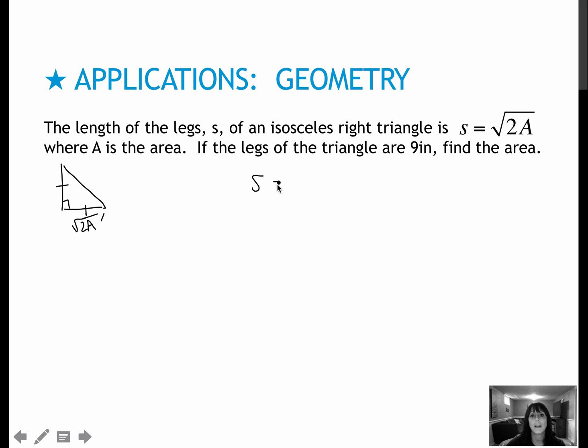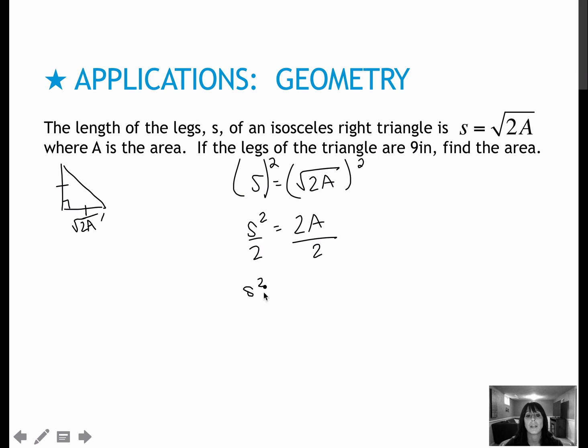So it might be helpful for us to go ahead and get a by itself first. And it's personal preference. You might just plug in the values as you have them and then solve from there. This would give me side squared. This would give me 2a. And then I would divide by 2, which would give me side squared divided by 2 equals area.